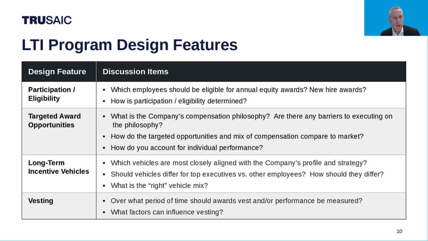So starting off with participation and eligibility, one of the things that my companies are really good at doing is defining who is eligible for annual awards and who is eligible for new hire awards. And most of my organizations have very bright line and specific eligibility requirements or determinations that they use. And the reason why they do that is they want to make sure that they are granting equity in a manner that is consistent. So again, this is another one of those areas where I think it's important, after you've determined eligibility, it's important to step back and look at who's receiving awards.